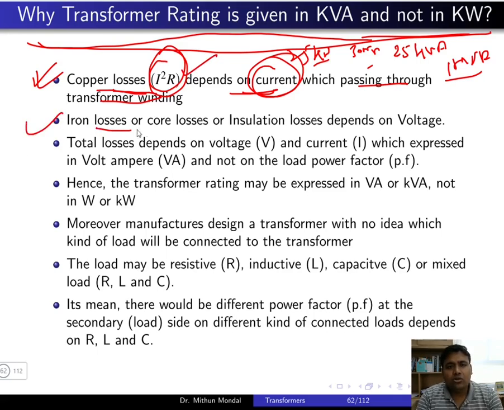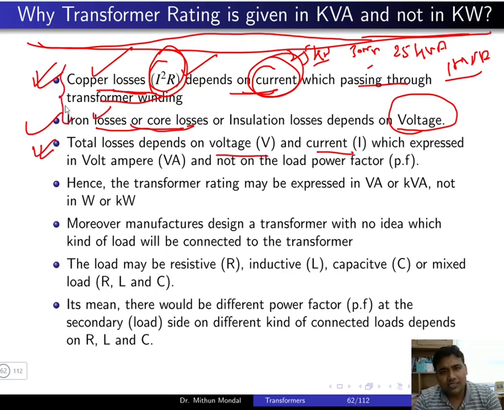Now, the iron loss or the core loss, which we have discussed in the open circuit test, basically depends on the voltage, right? That is the reason we perform the open circuit test under the rated voltage condition, because we want to find the full load iron loss or the core loss of the circuit. Now the total losses will therefore depend on the voltage and the current. Here, copper loss and iron loss together are the total losses in the circuit.